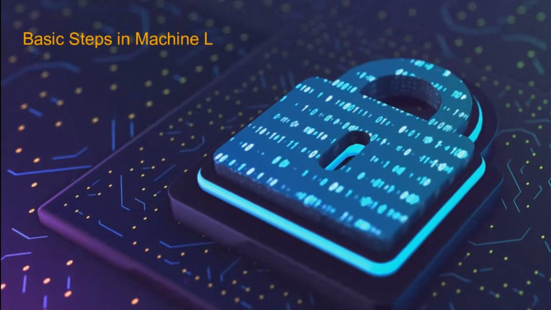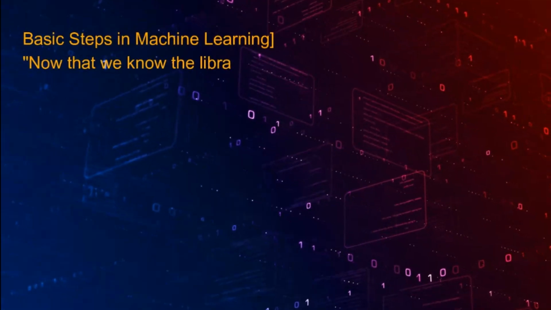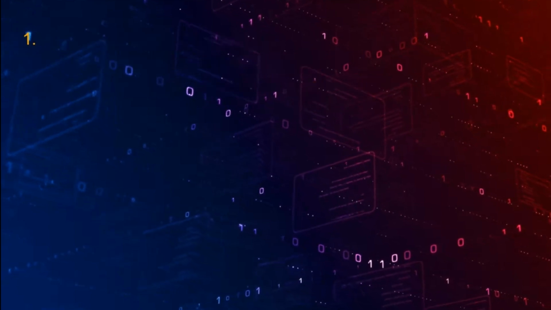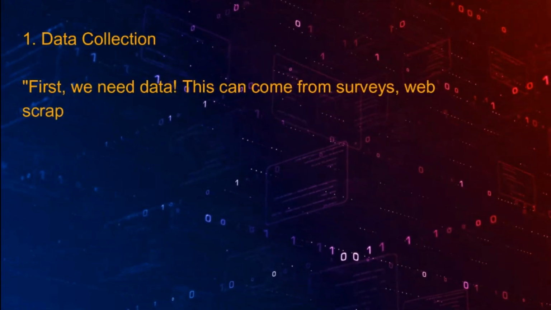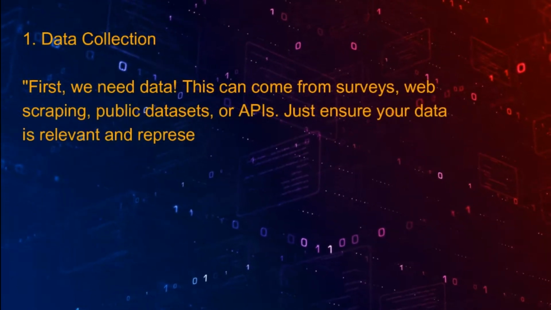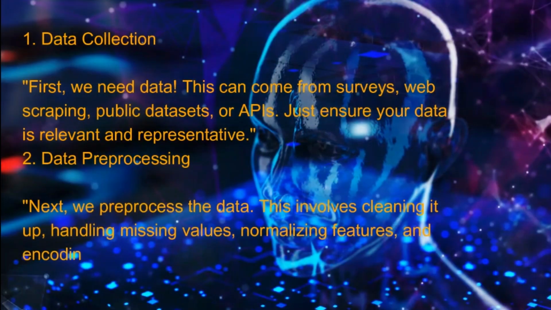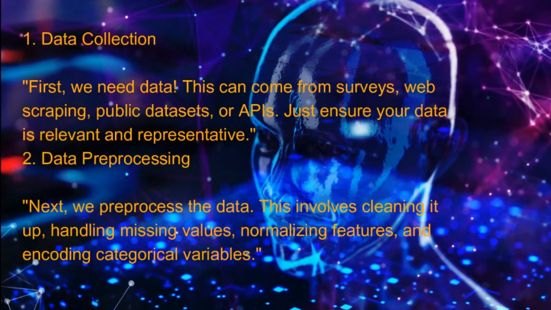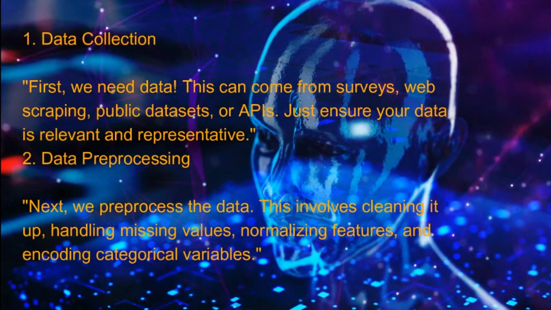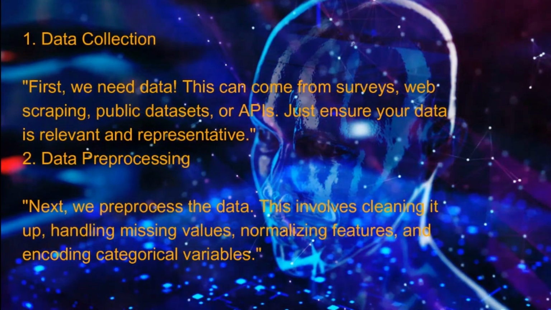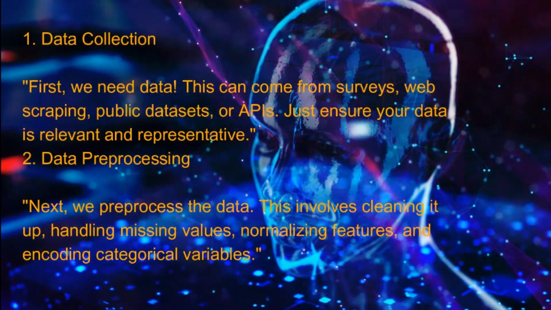Basic steps in machine learning. Now that we know the libraries, let's go through the basic steps in the machine learning process. 1. Data collection. First, we need data. This can come from surveys, web scraping, public datasets, or APIs. Just ensure your data is relevant and representative.